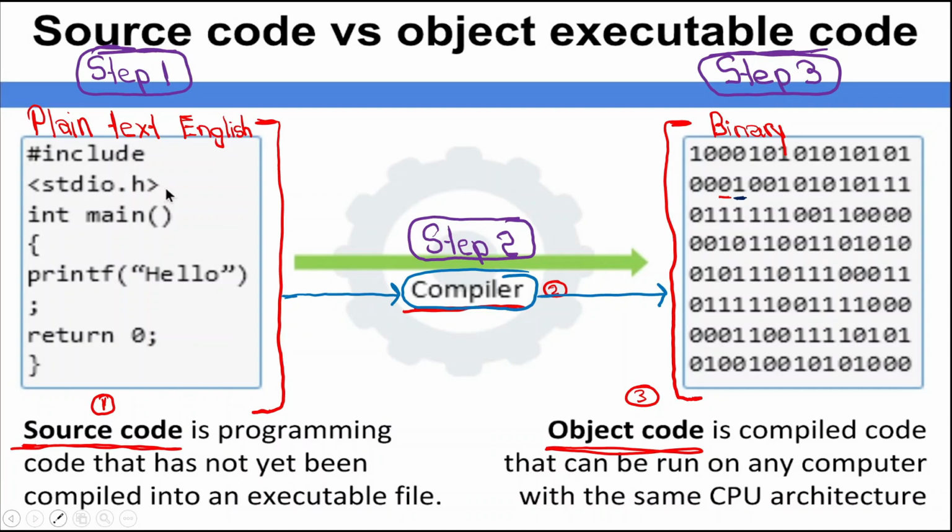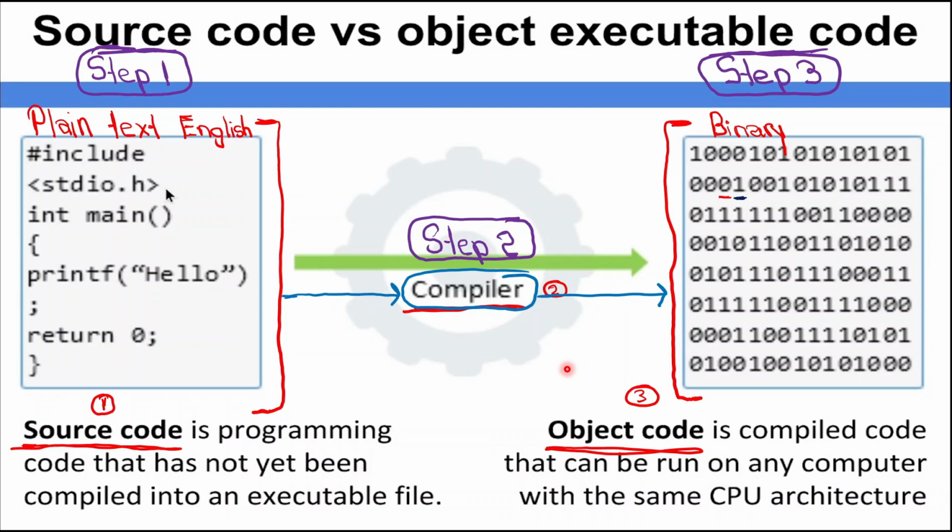In order to understand how code typed by a computer programmer communicates with the computer, we need to first have a look at three things. Number one is source code, number two is compiler, and number three is object code. Now source code is basically plain text English code which programmers write, and programmers always write their code in a special tool called a compiler. Now the function of the compiler is to convert this plain text English code into binary or object code, sometimes also known as machine language.